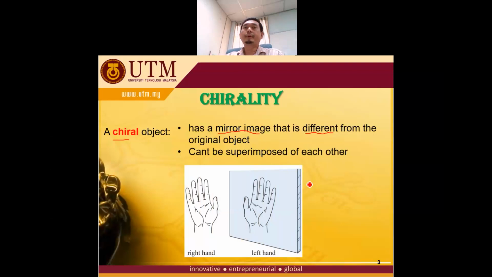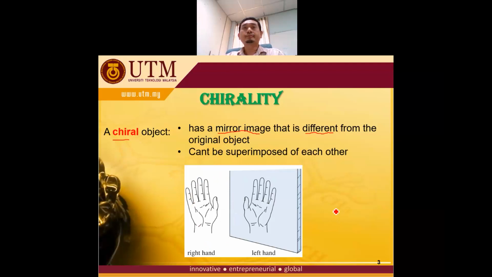The classic example used in many books is the hand. Your right hand, in front of a mirror, you will get your left hand image. You can try now, if you can match your right and left hand. Of course you cannot match it, right? Because it cannot be superimposed. So we can conclude the hand is one example of a chiral object.